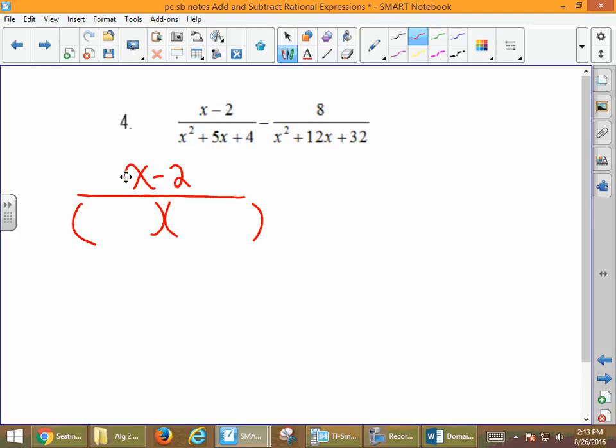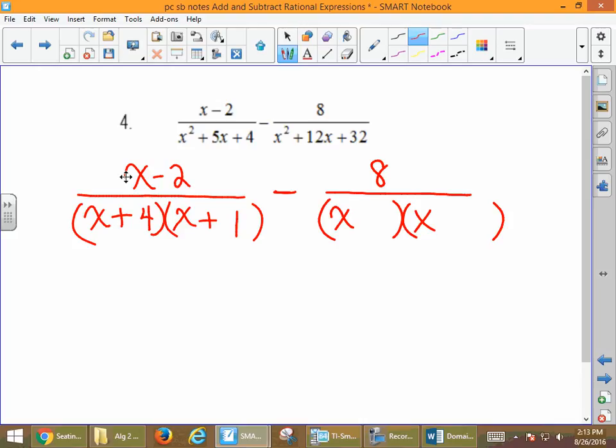So we factor x and x. Factors of 4 that combine to be 5 are 4 and 1, and they're both added. Over here, same kind of thing. X and x. Factors of 32 that combine to be 12 are 8 and 4, and plus and plus.